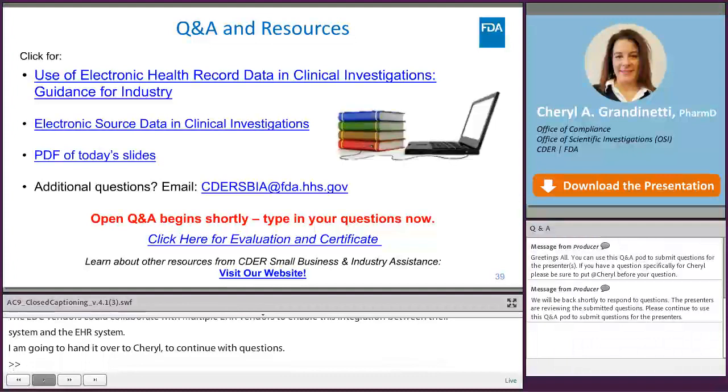Okay. So one of the questions that we got is, when will the guidance go into effect? This is a final guidance, so it's already in effect.